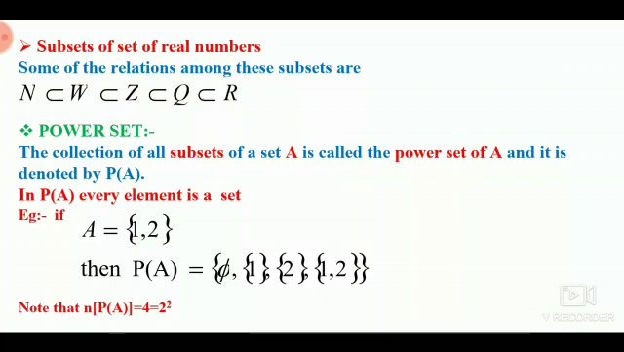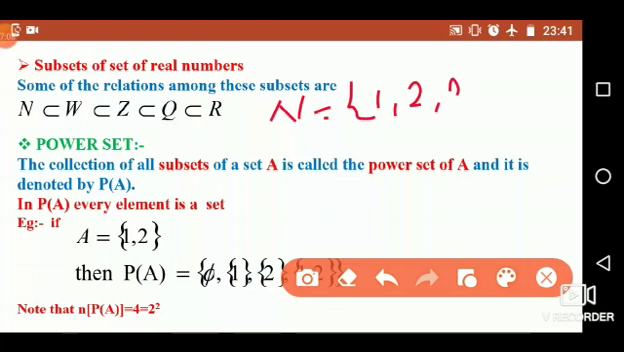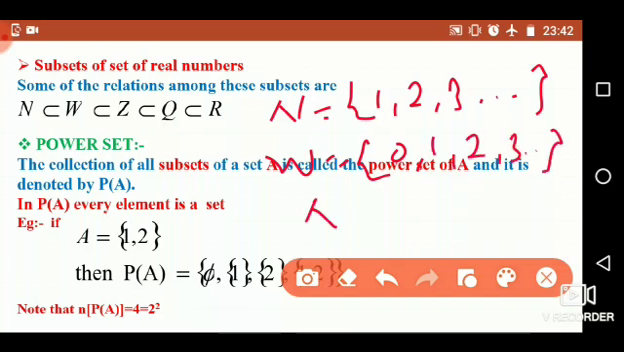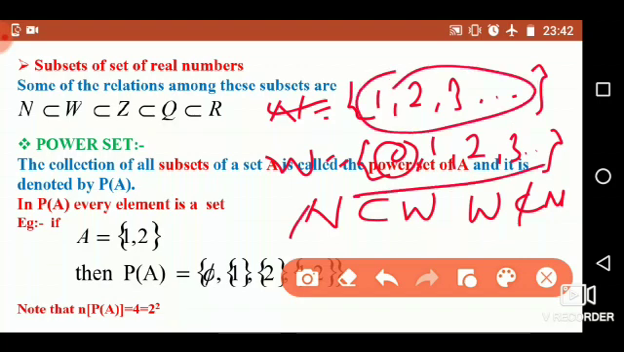Now, N is a set containing the elements only 1, 2, 3 and so on. W is a set containing the elements 0, 1, 2, 3 and so on. 0 is the extra element in this set. In this case, we can find that N is a subset of W. But W is not a subset of N, because 0 is not a member of the set N. Therefore, W is not a subset of N. All the elements of N are there in the set W. Therefore, we can say that N is a subset of W.